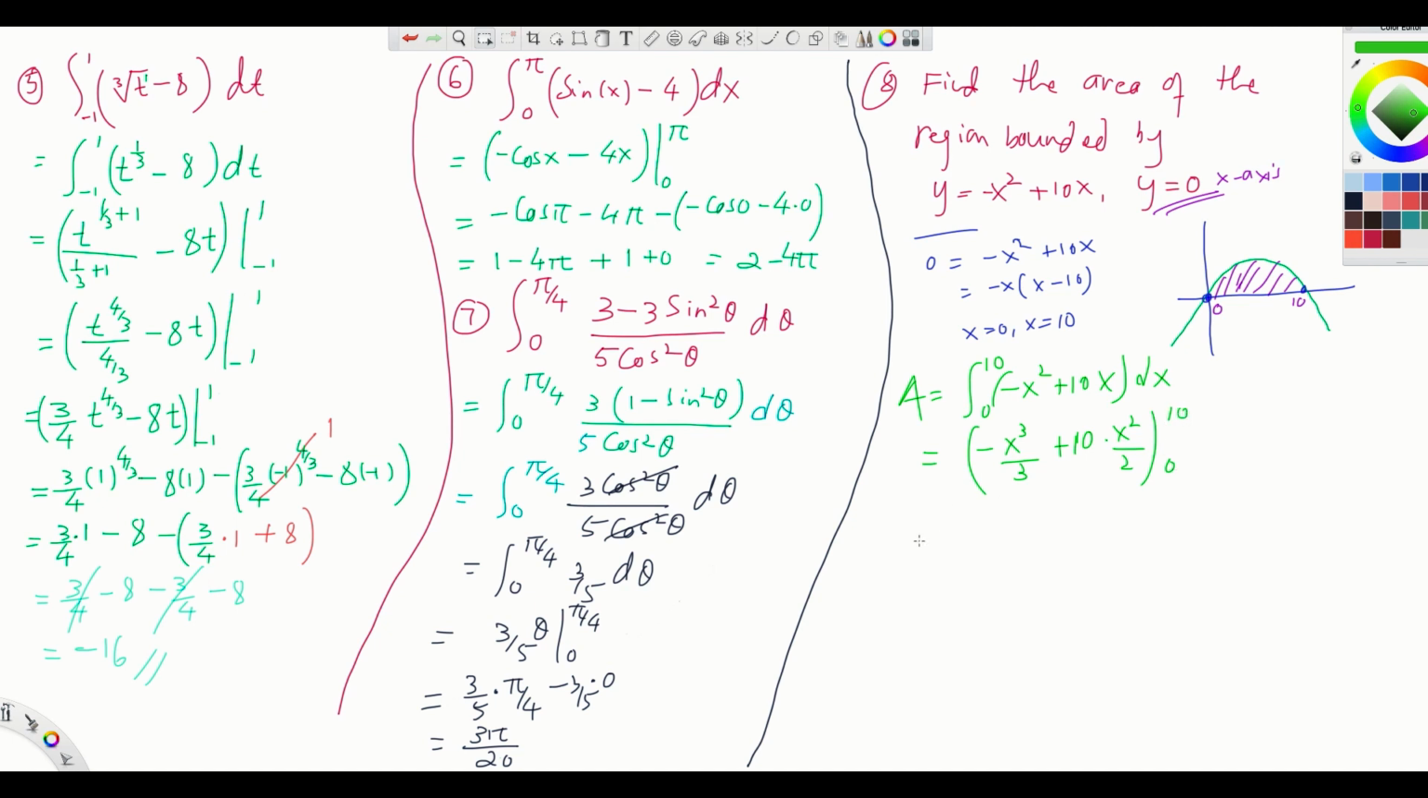See that? Now I want to plug in. So negative 10 cubed over 3 plus, 10 divided by 2 is 5, and then 10 squared, right? And then minus, you plug in 0. When you plug in 0, both terms become 0, because both of them have x, right? So now you get negative 1000 over 3, because 10 cubed is 1000, plus 500. If you use a calculator, you can get it, or you can do it by hand, right? 500 is 1500 over 3. So 1500 over 3 minus 1000 over 3 is 500 over 3.